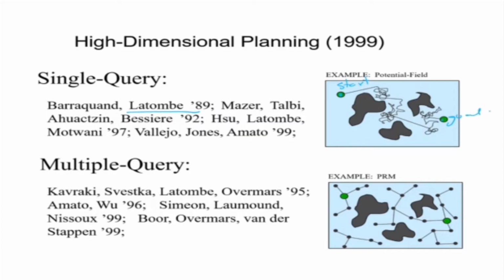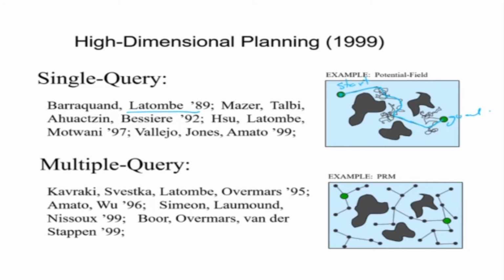Okay, so in the potential field method, which we will come to a little later, you start going towards the goal, and if there's an obstacle, you get pushed away from the obstacle, and you keep going towards the goal, avoiding the obstacle, and then finally you reach the goal. This is a single query. That means that you started off with one query and went off in that direction.